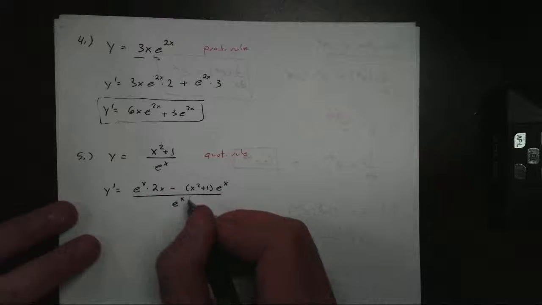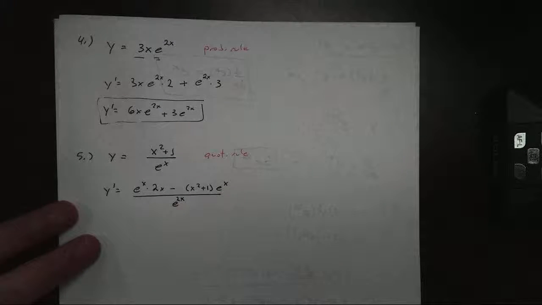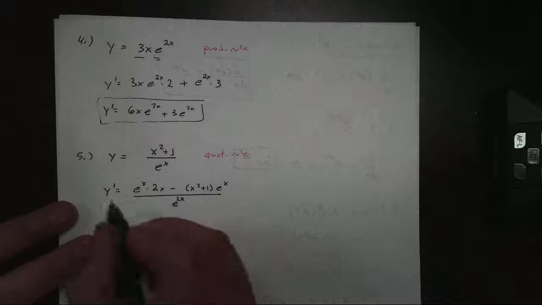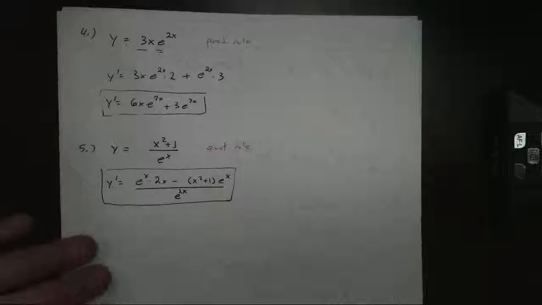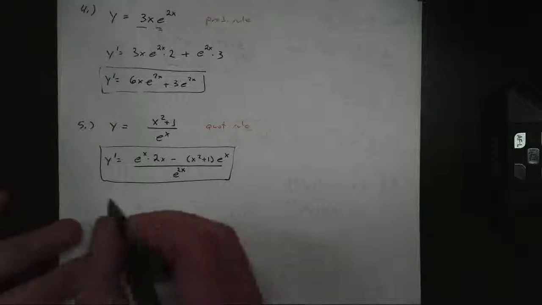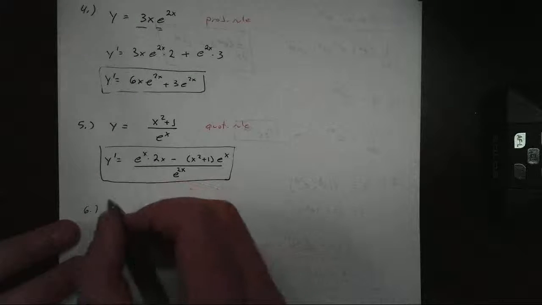You can write this e to the x squared or just e to the 2x. And there's your answer. Don't need to simplify that. So e to the x is a very easy derivative to take. We can even do slightly more complicated ones.